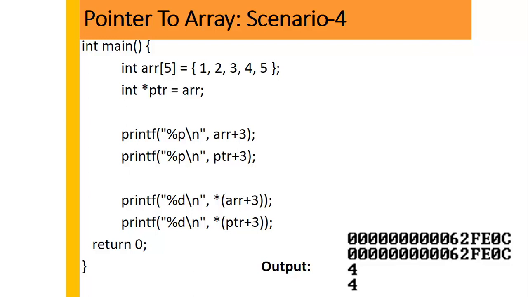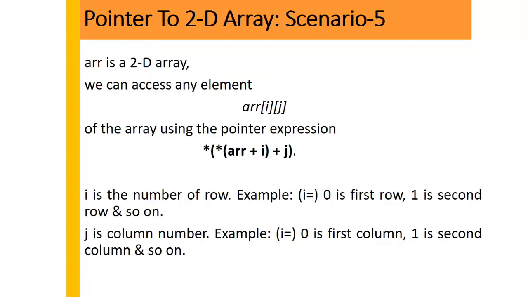Okay, so let's move to the fifth scenario now. That is pointer to a 2D array. How we handle pointers in case of 2D array. Suppose ARR is a 2D array, right? ARR, we know, always stores the starting address of the continuous memory location, and memory is continuously allocated even in the case of 2D array.